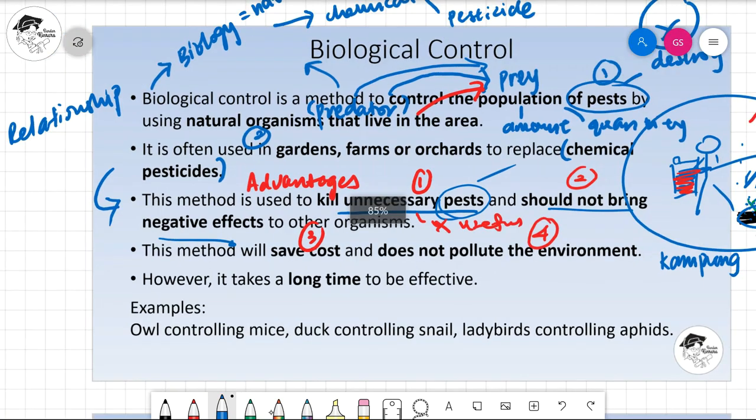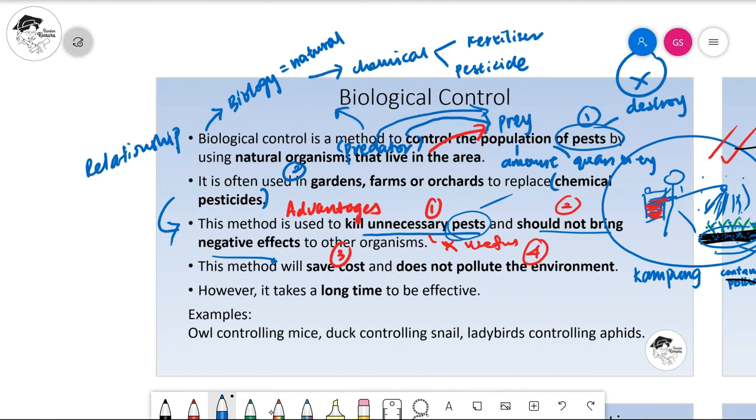But if you use biological control, which is predator terus menangkap prey, you are not going to pollute. Why? Predator eats the prey. What is there to pollute? Nothing else to pollute. It's just eating. Then dah finish. You are going to be left with only bones on the ground, which is not going to harm anything. So that will be great.